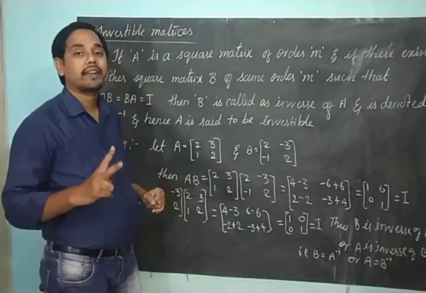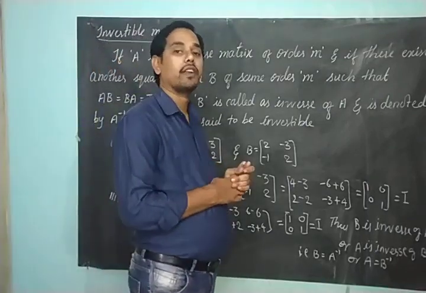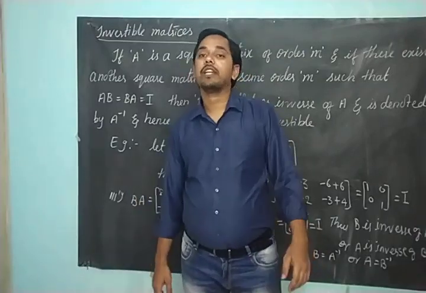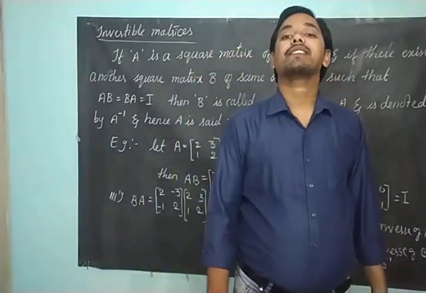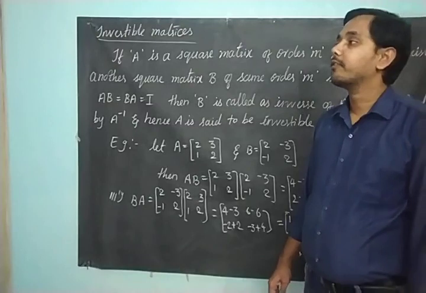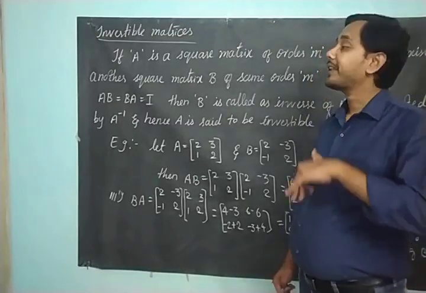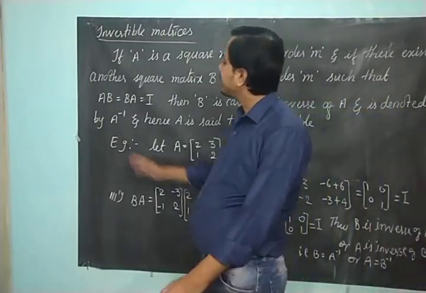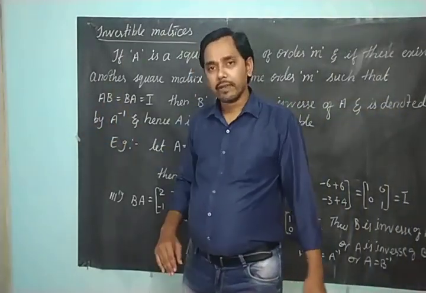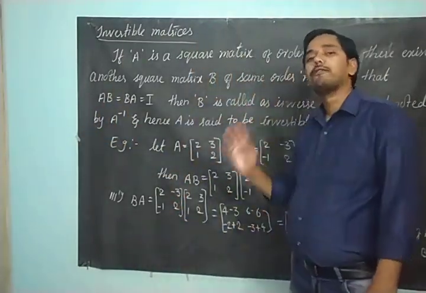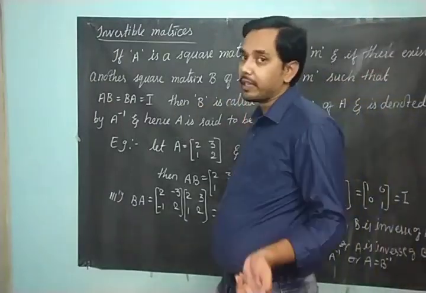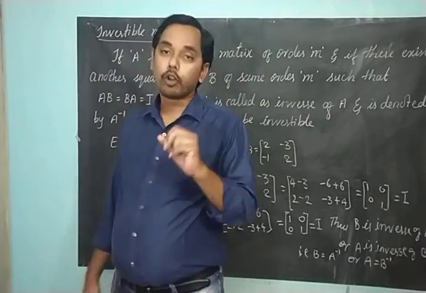If there are two square matrices of the same order, and this condition is satisfied, A into B is equal to B into A is equal to I, then B is said to be the inverse of A, or A can be said to be an invertible matrix. Here B is the inverse of A and vice versa, A is also the inverse of B.